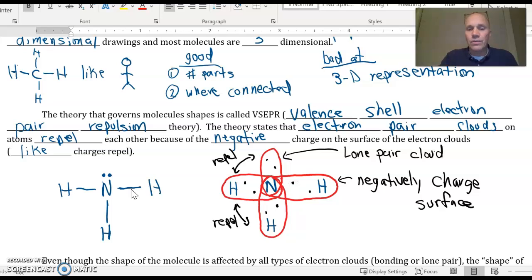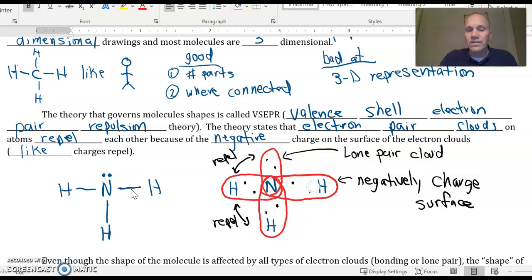So this bond right here would be 2 electrons circling these atoms. Same thing here, and same thing between these atoms right here. But notice also that there's this lone pair. A way that you can think of that lone pair is that it's just another cloud made up of 2 electrons.